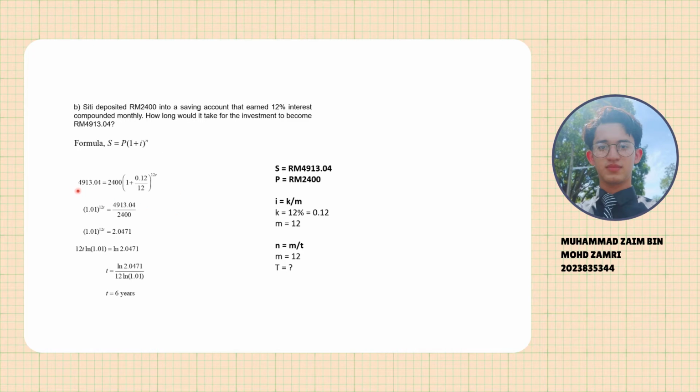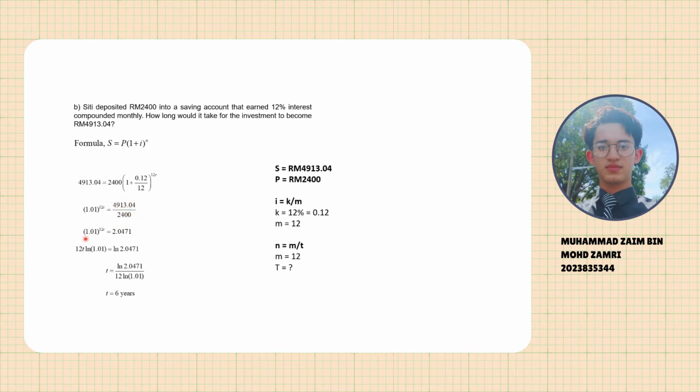So 4,913.04 equals 2,400 open bracket 1 plus 0.12 divided by 12 close bracket to the power 12t. So open bracket 1.01 close bracket to the power 12t equals 4,913.04 divided by 2,400, and we just need to simplify the right side of the equation to a single number, right?